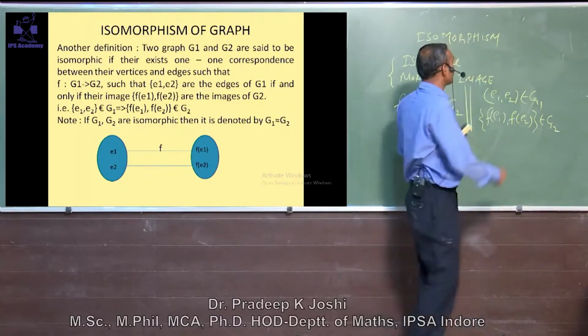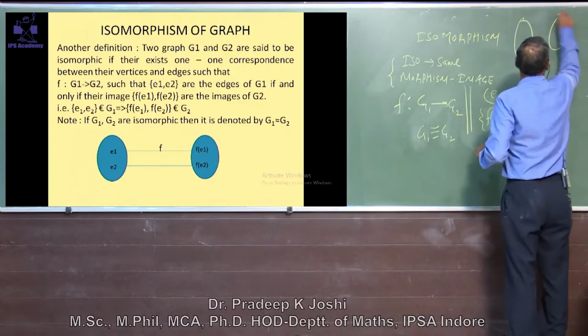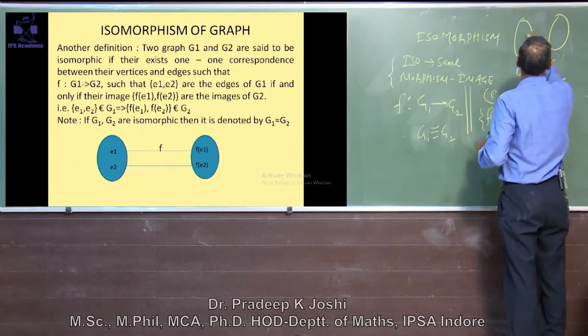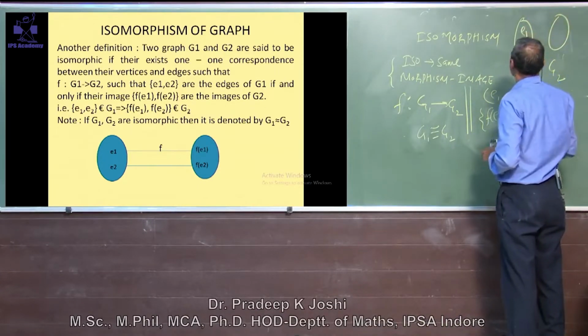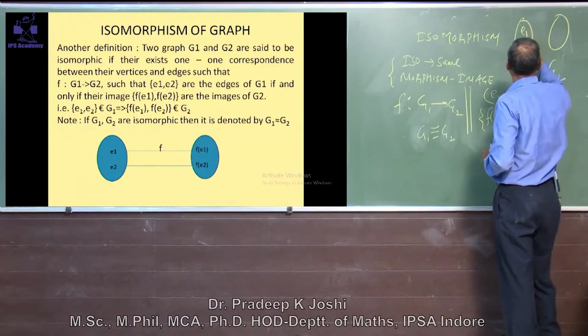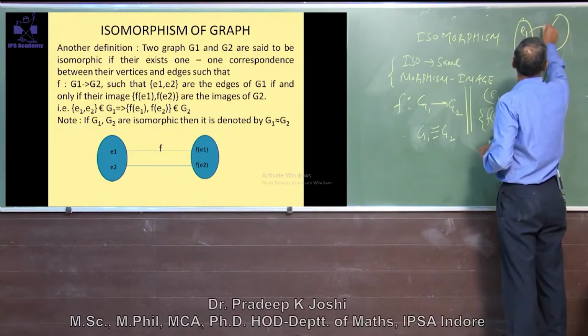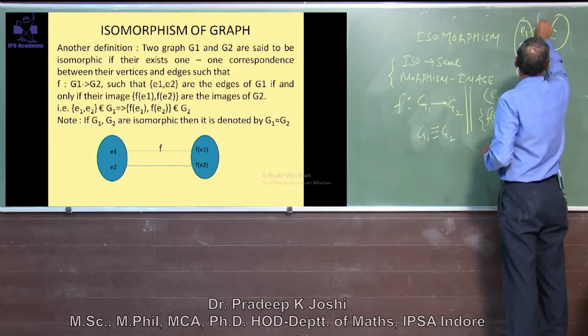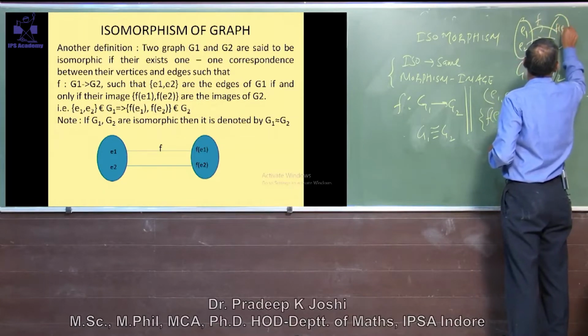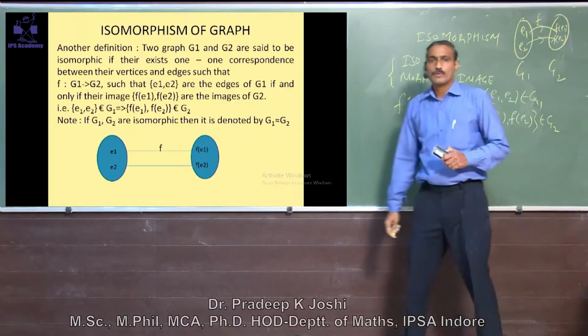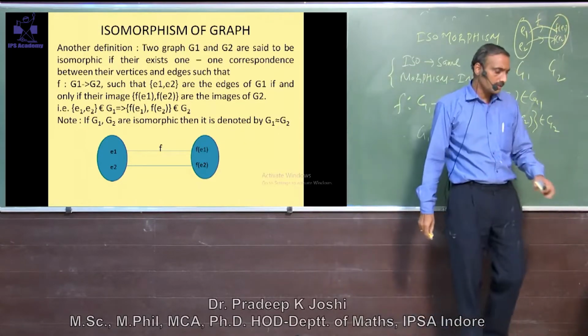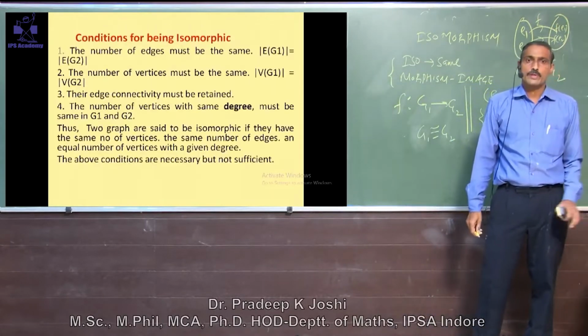In the figure, suppose this is the structure of G1 and this is G2. E1, E2 are the two edges in G1. Then there are two one-to-one corresponding images, f of E1 and f of E2. Now we discuss an example of isomorphic graphs.